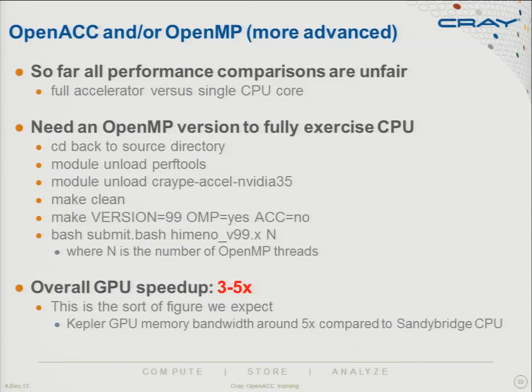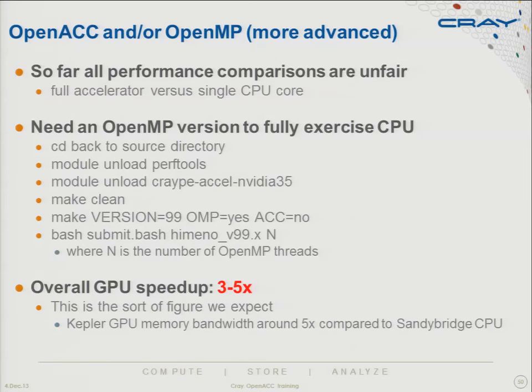Well, it wasn't a very fair comparison, was it, to compare a full GPU to one CPU core? We should compile an OpenMP version that can use more of the cores on the CPU and run that. So get the profiling switched off. Don't use anything to do with the accelerator, so unload that module now. Now make this code with OpenMP, but no OpenACC. So it's the same code that we run on the CPU now, and run it using n threads, where n is a number. And you can choose what that number is between 1 and 16.